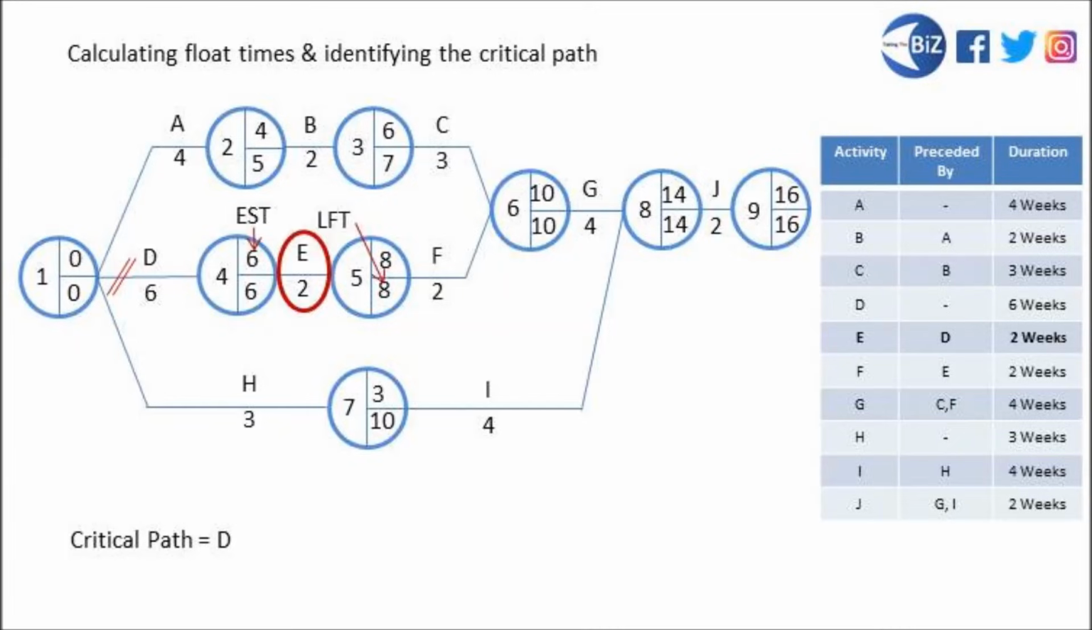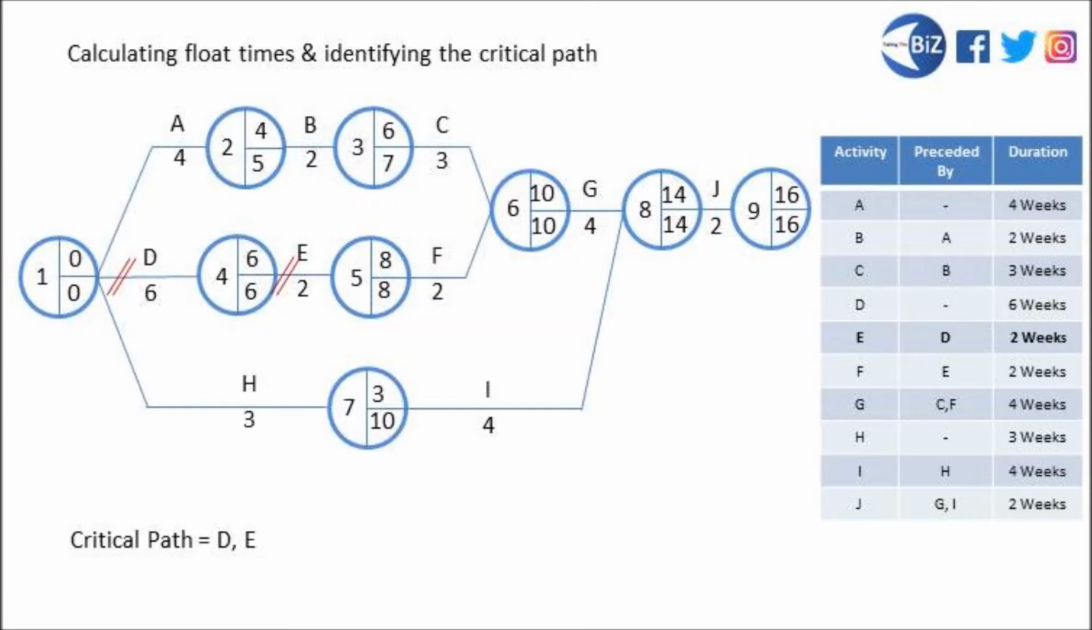We move on to activity E. You'll see that the earliest start time is week 6. It's going to take 2 weeks to complete activity E, and it's got to be done by week 8. No float time, no slack, no leeway. Can't kick off till 6 weeks. Going to take a fortnight to complete. Got to be done by week 8. No potential for overruns here. We'll double strike through. E makes it onto our critical path.